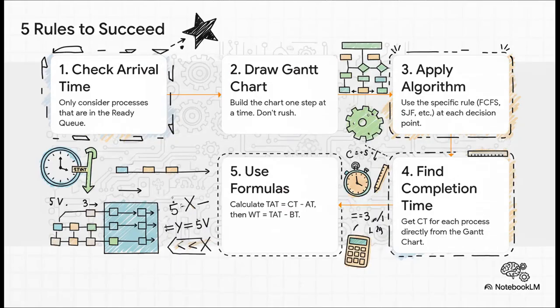All right, time is up. The correct average waiting time for that problem is 4 milliseconds. If you got that, fantastic job. If you didn't, no worries. Just go back and review that FCFS section.